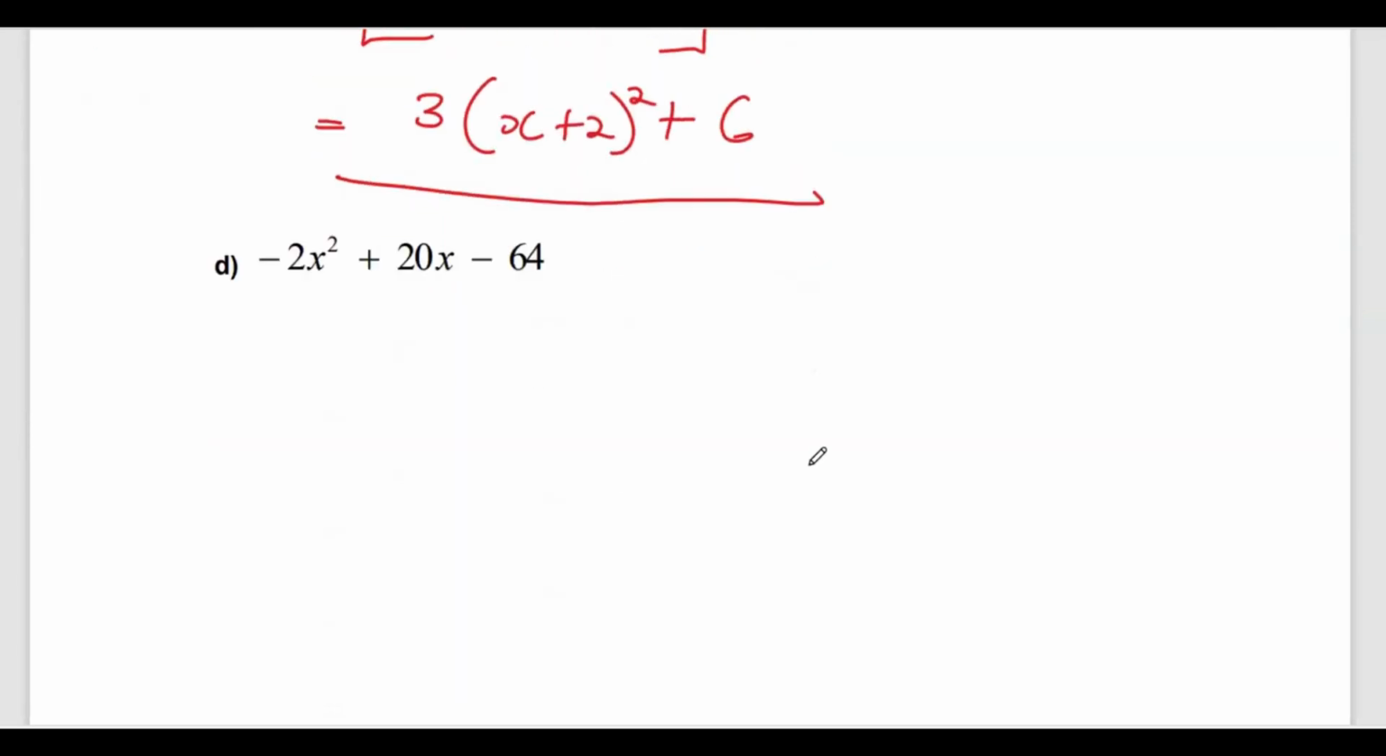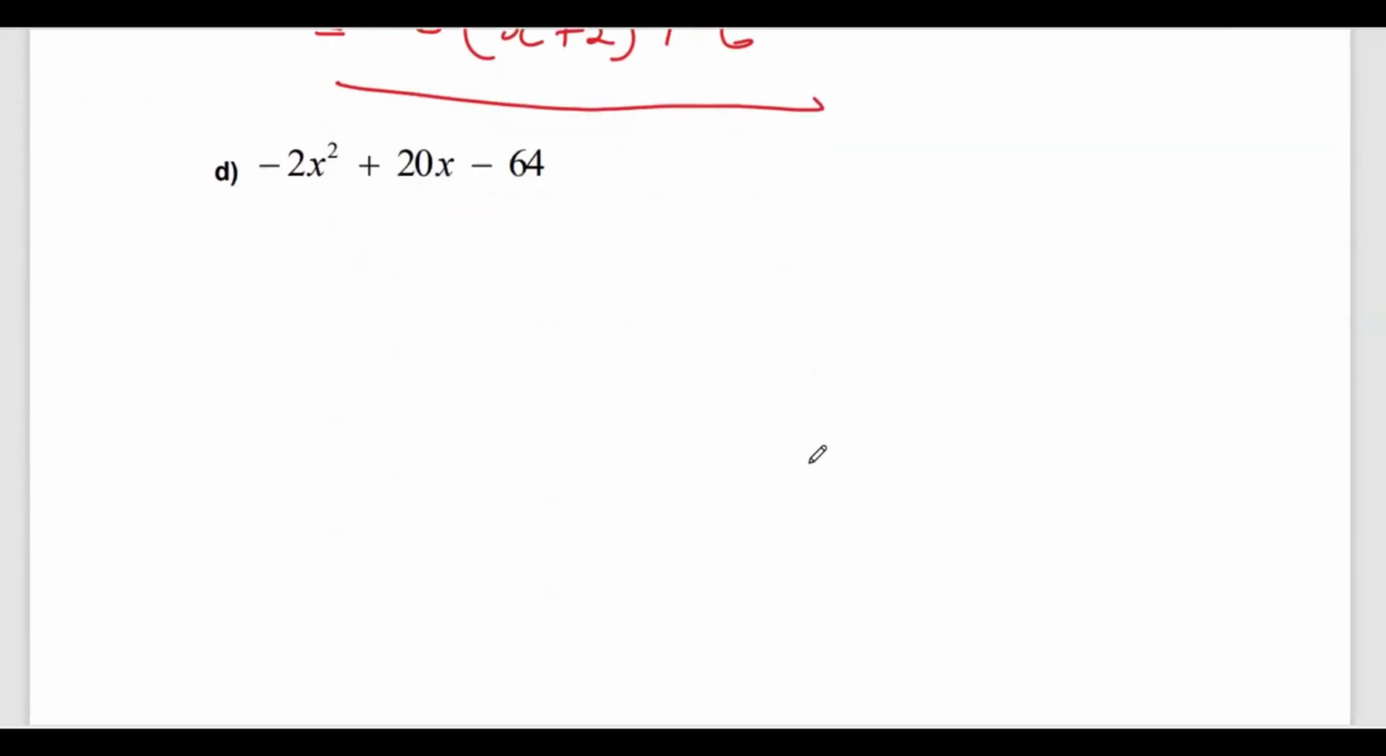All right, number 4. So number 4, we can still see that the A is a negative 2.